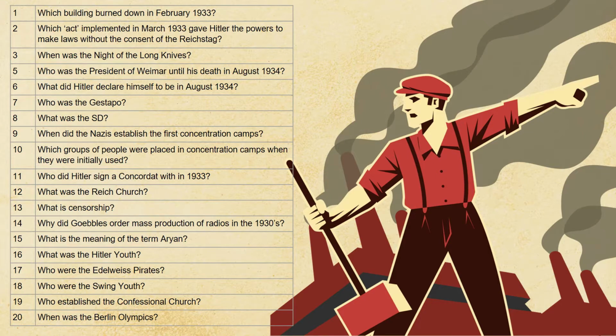Who were the Hitler Youth? Who were the Edelweiss Pirates? Who were the Swing Youth? And who established the Confessional Church? And lastly, when were the Berlin Olympics?